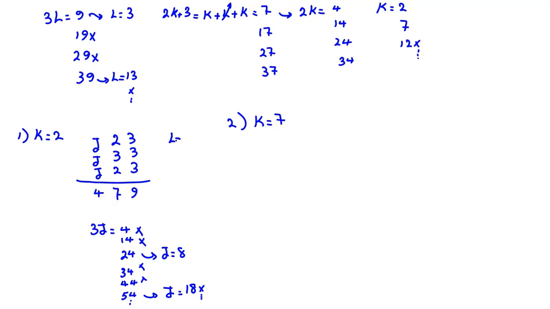So the first case, L 3, K 2. We don't have any 1 here, sorry. So we can't say it is 4 or 14. It should be 4, which is impossible, okay? Because we don't have any 1 here. Okay, so let's consider the next case, K equals 7.